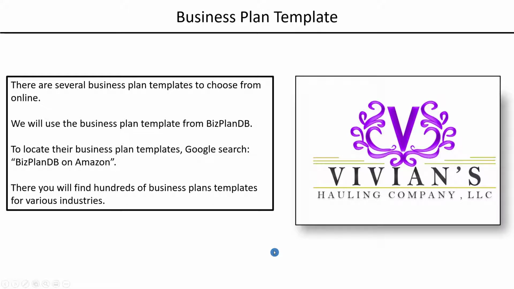Okay, so the business plan template. There are several business plan templates to choose from. However, for our new company, Vivian's Hauling Company, LLC, we will use the business plan template from a company called BizPlanDB. To find them online, do a Google search on BizPlanDB on Amazon. They have hundreds of business plans from several industries. So let's go there now and see what they have to offer.